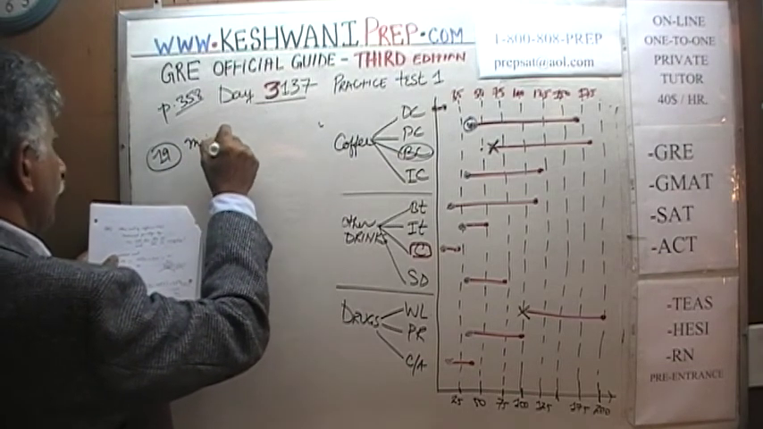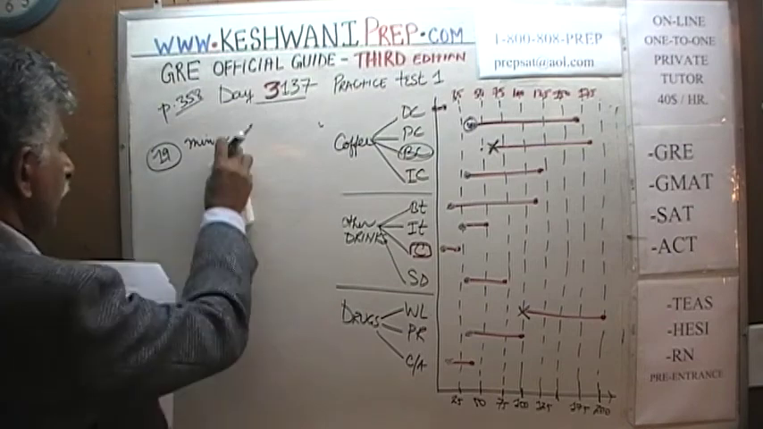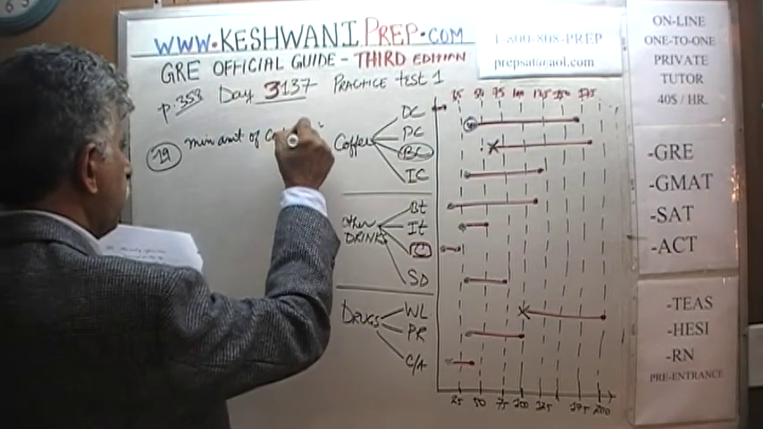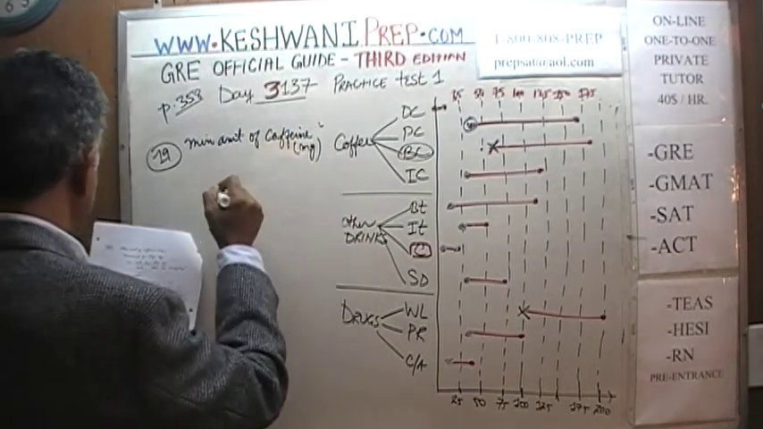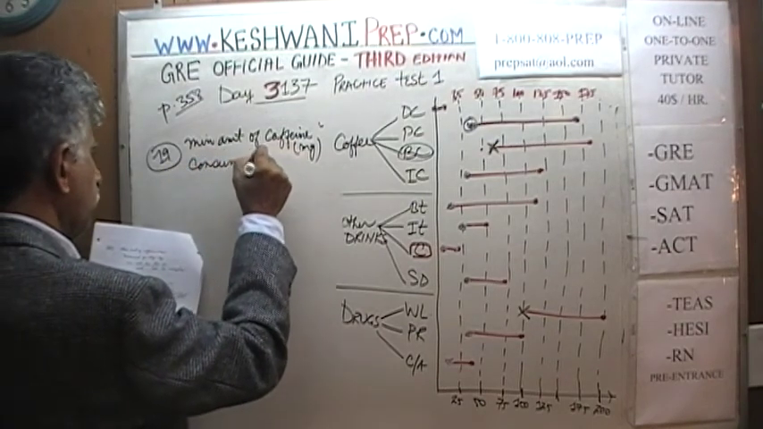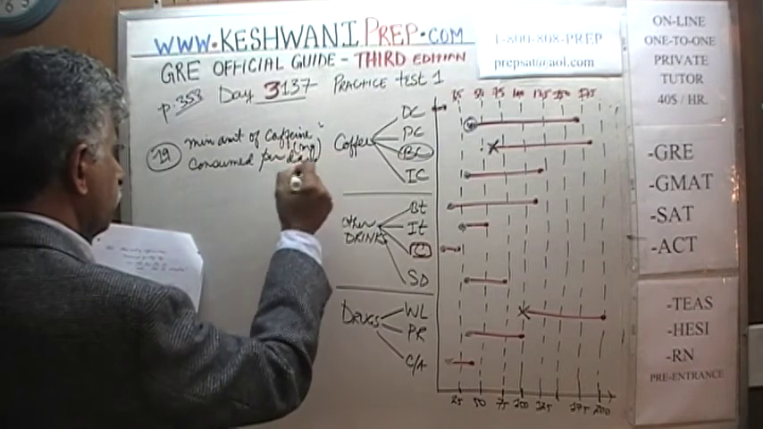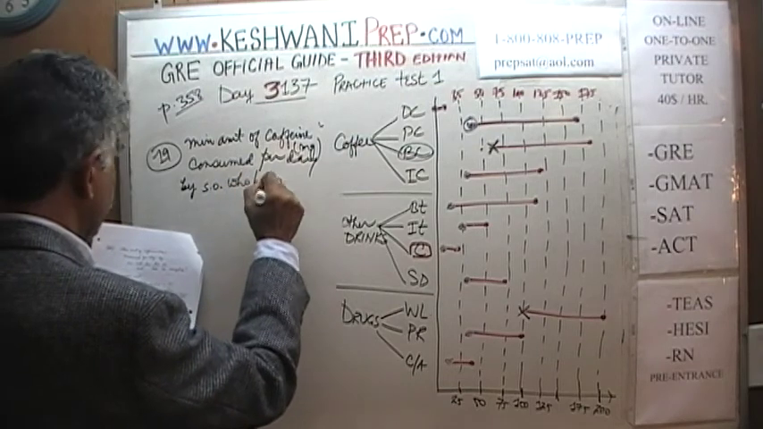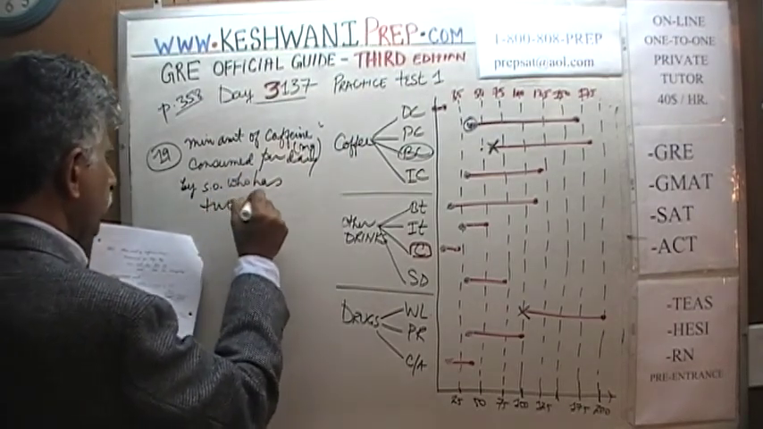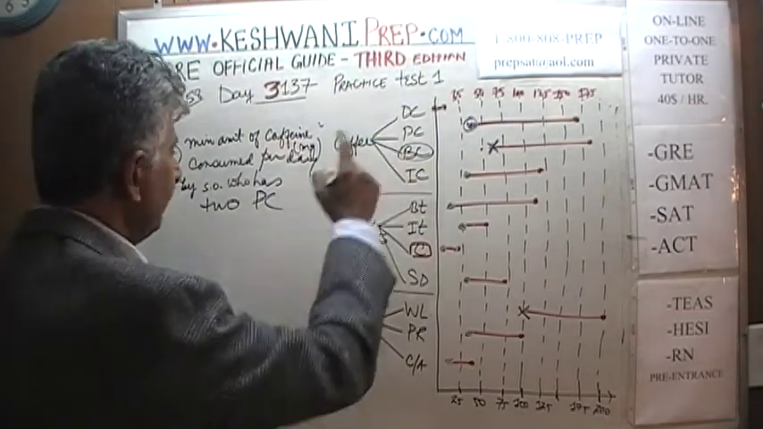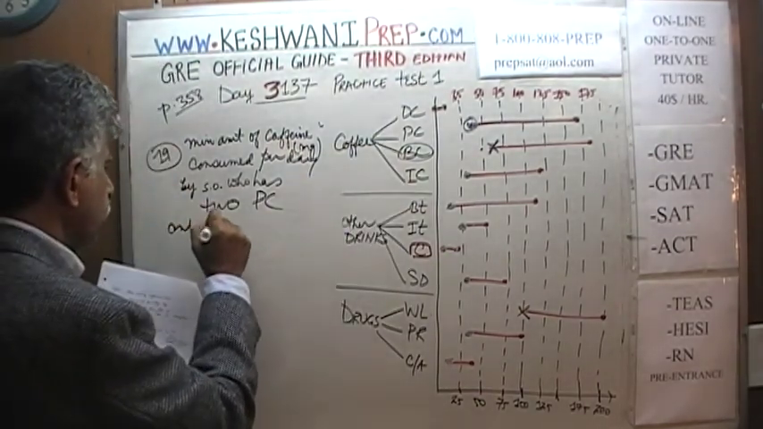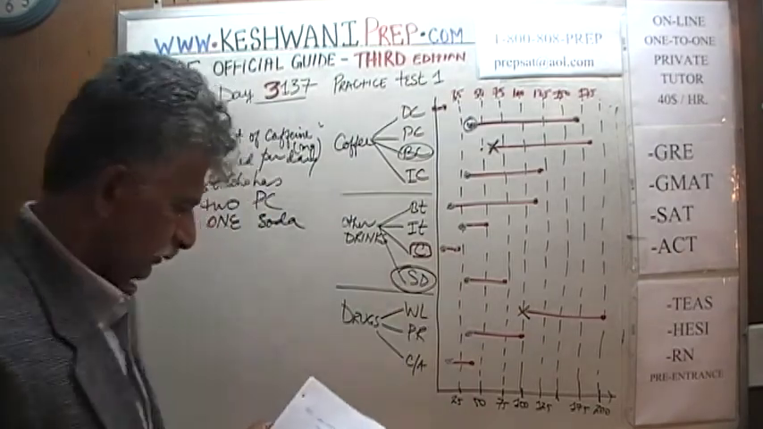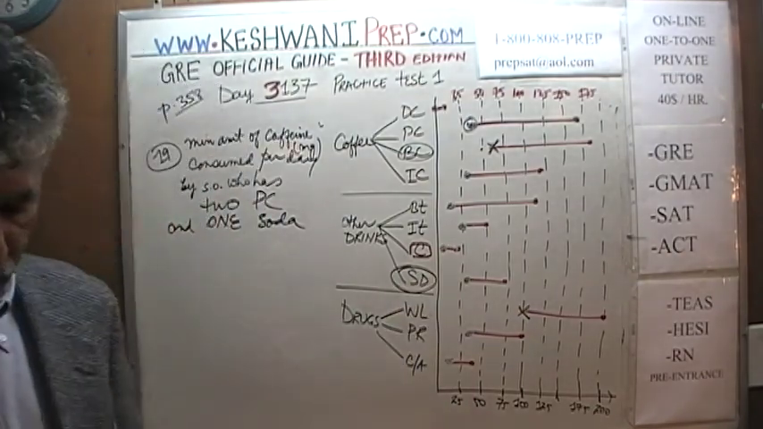It says the minimum amount of caffeine, measured in milligrams obviously, consumed per day by someone who has two cups of percolated coffee and one soda, being the soft drinks. You understand? Every day. So what is the minimum amount of caffeine?